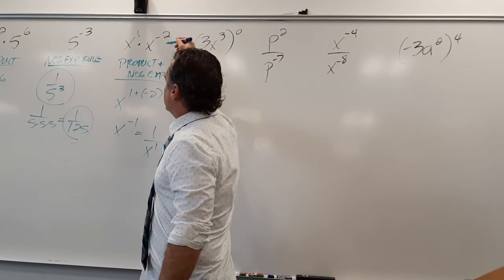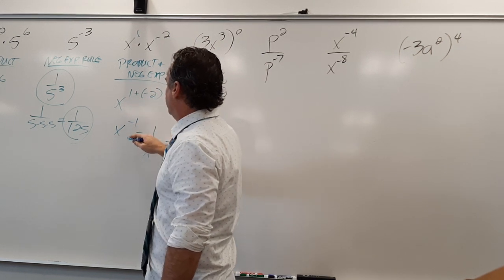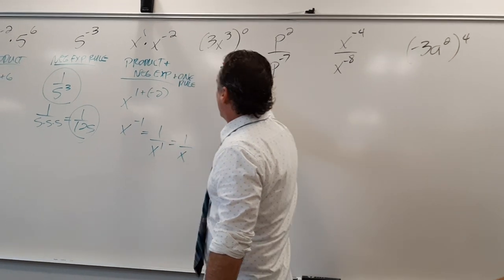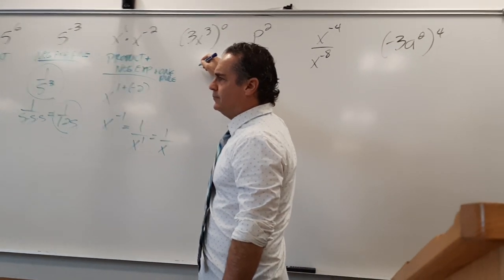Because they have the same base, you get to add them. 1 plus negative 2 makes negative 1. Anything negative goes down and becomes positive, right? What's the answer to this one? 1. The answer to this one is 1.